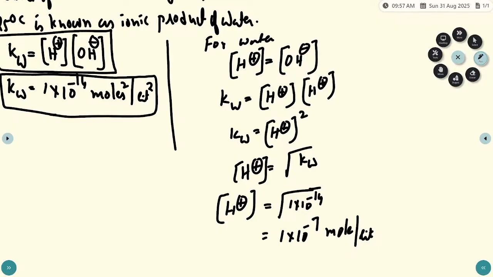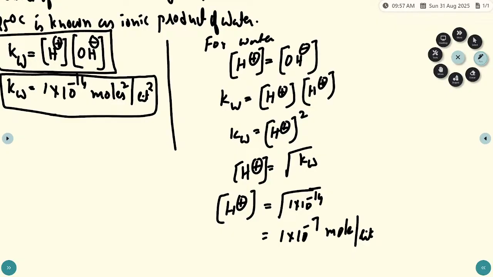What is the importance of Kw? Kw means ionic product of water. Why K? It is an ionic constant or dissociation constant. You will study this in higher classes. So the ionic product of water is also known as the dissociation constant of water, right?